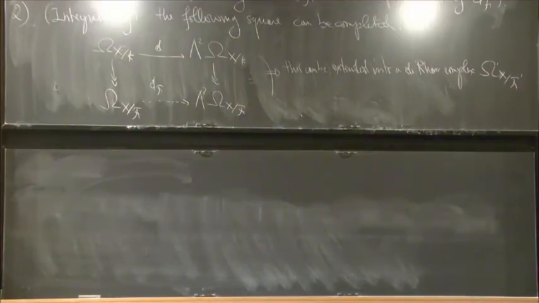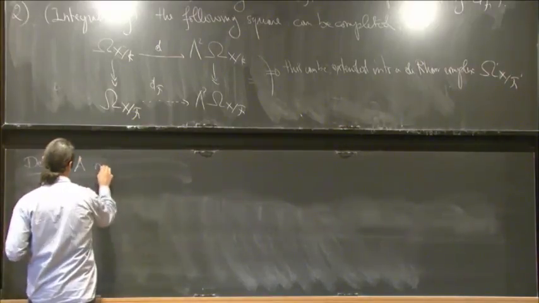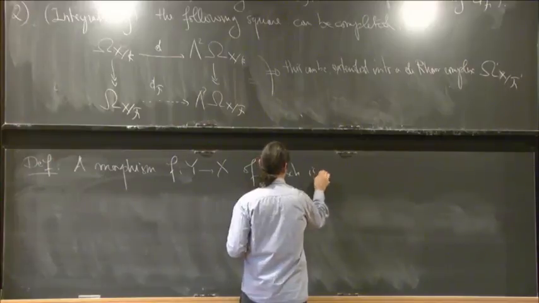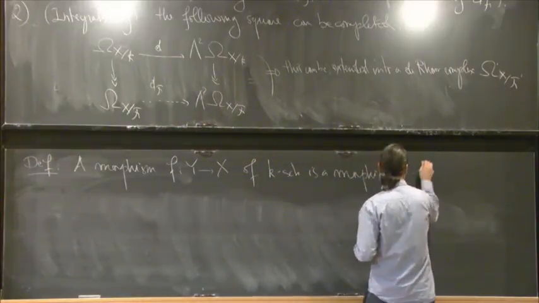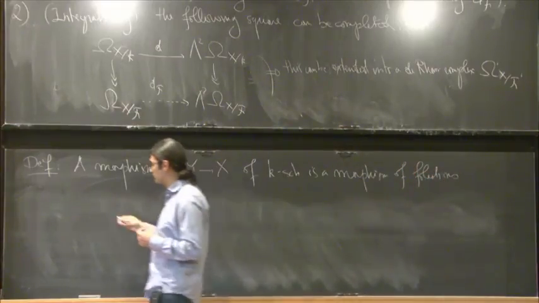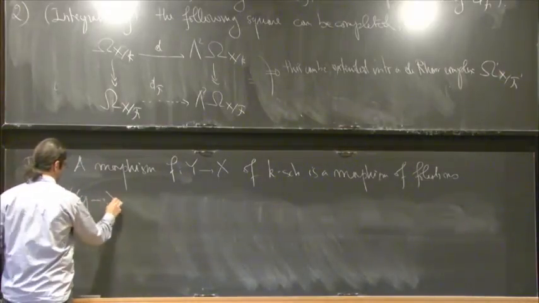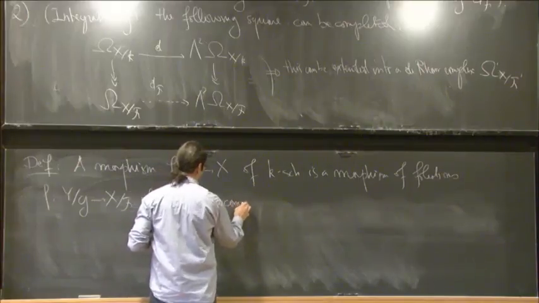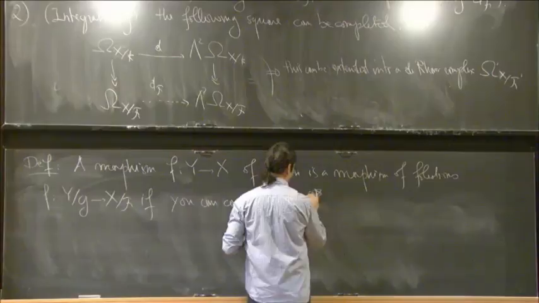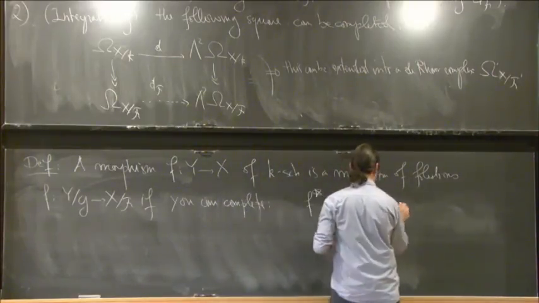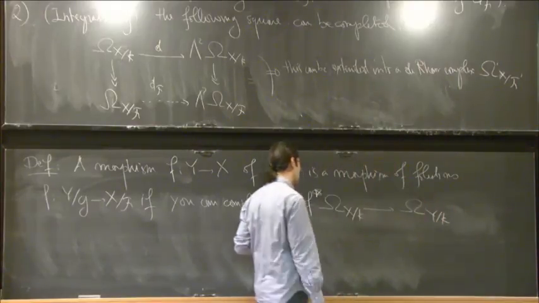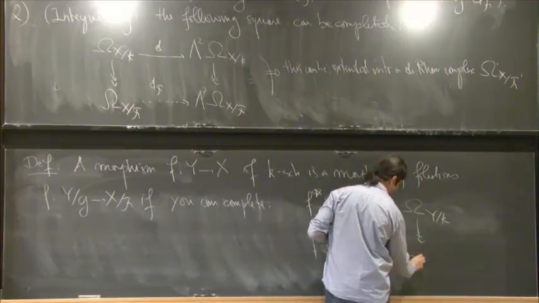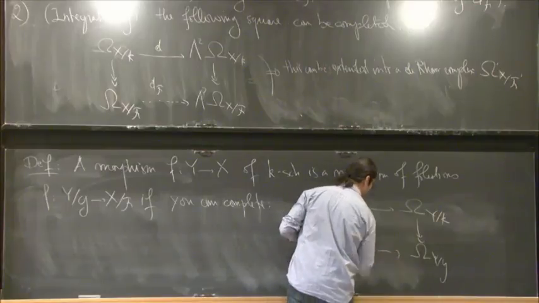And so with this definition, there is also the notion of morphism. So a morphism of K-schemes is a morphism of foliation, so that I write usually like this. It's a similar condition as this one: if you can complete the square, and the square is what you think, so this is the obvious map, and then you have these two quotients. And the condition is that you can complete it.